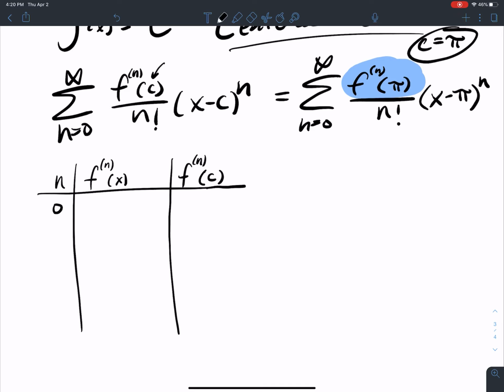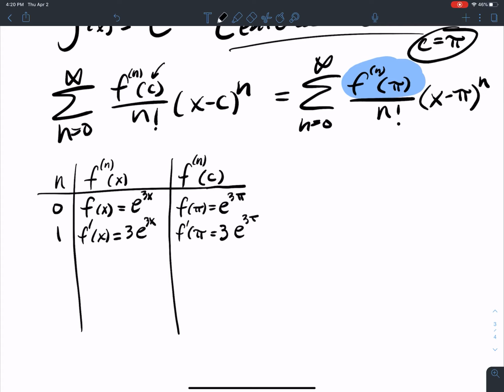So at 0, that's f of x. What is f of x? That's e to the 3x. So f of pi is e to the 3 pi. That's the first one. The next one, at 1, is the first derivative, which uses the chain rule. The derivative of e to the 3x is 3 e to the 3x. So this is f prime of pi, which is equal to 3 e to the 3 pi.